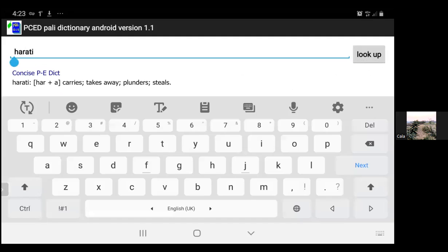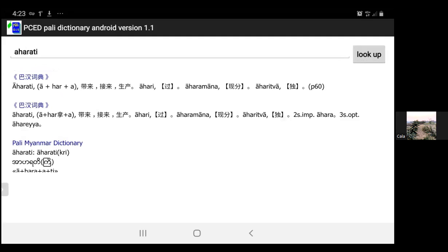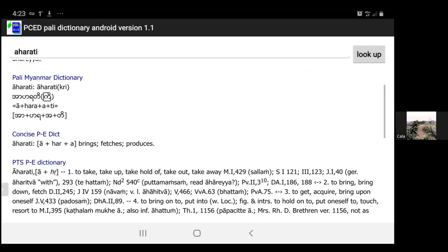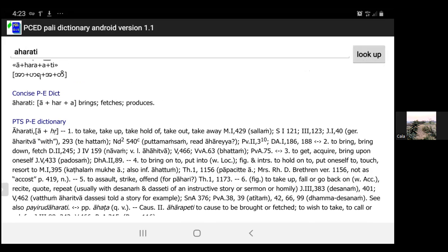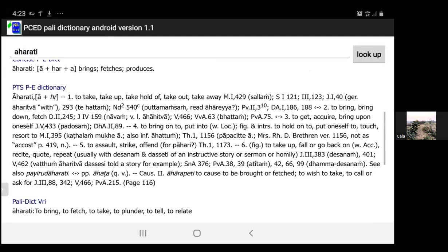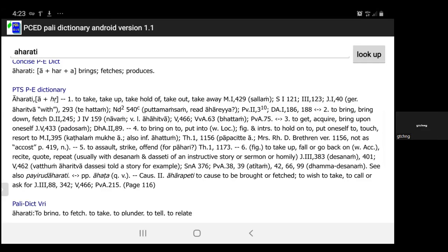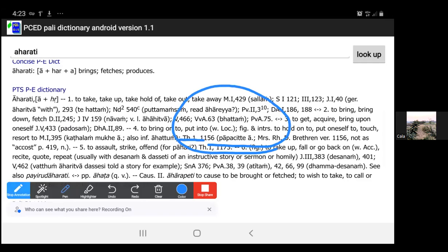But there's also another word, aharati. So with the prefix here, it changed the meaning. But sometimes it changed, yeah. Here it is brings, fetch, produce. Opposite. Yeah, it's take out, take away. So let's see this one. So clear. So take out, take away. Take beside the take out, take away.